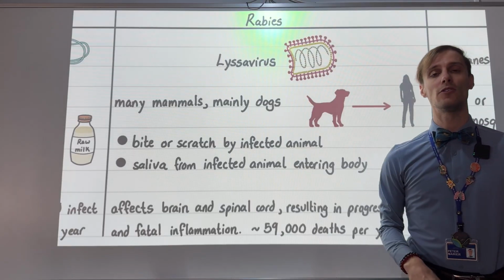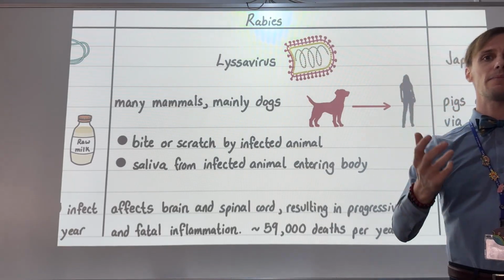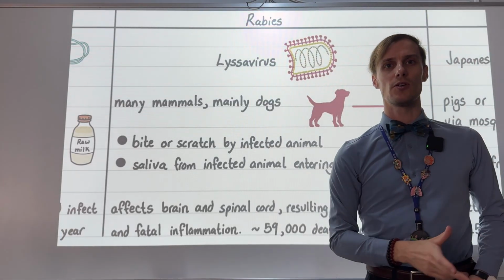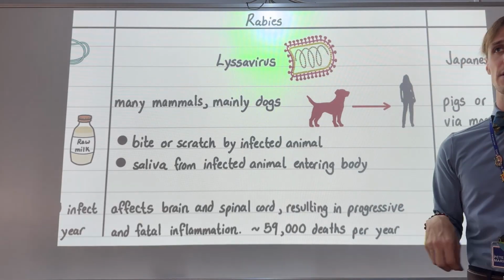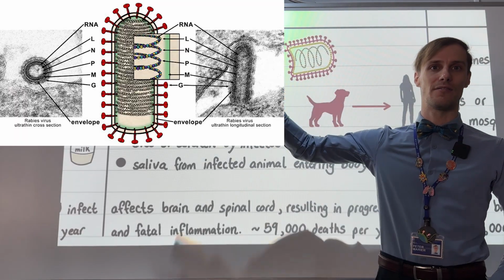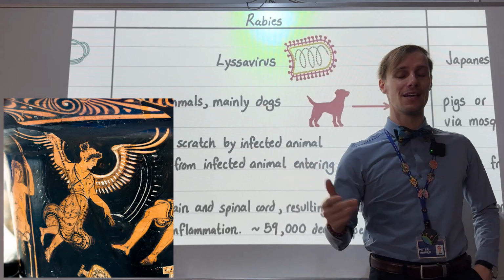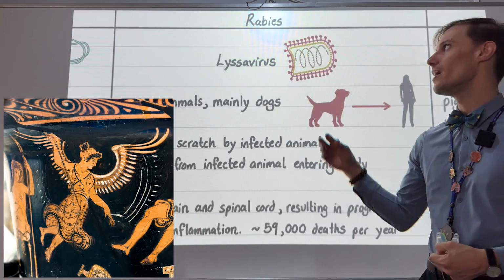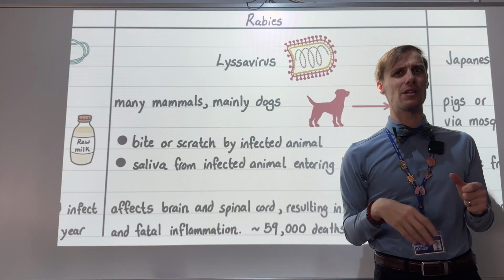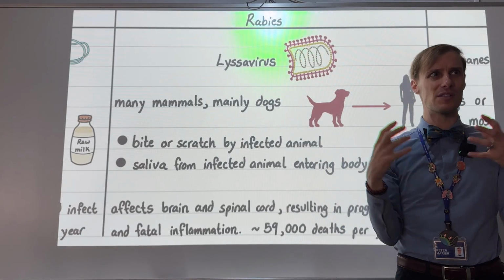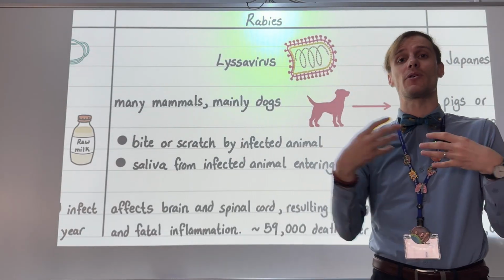Another fairly well-known disease is that of rabies. Now, unlike tuberculosis, this is caused by a virus. It's caused by the Lyssavirus. And this actually comes from the Greek word for the Greek god of rage and fury. And that's because rabies really induces a visible change in behavior of the person that is affected.